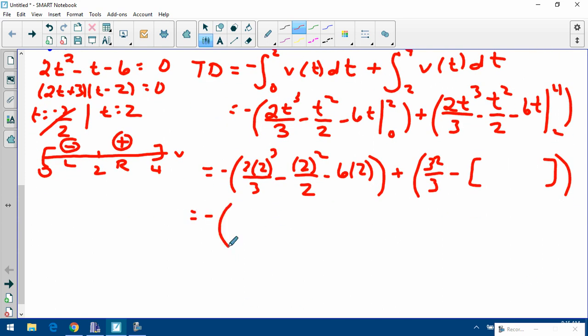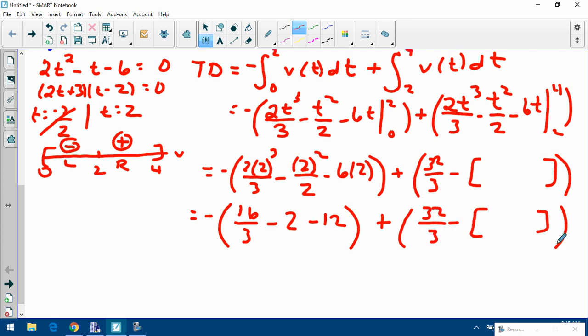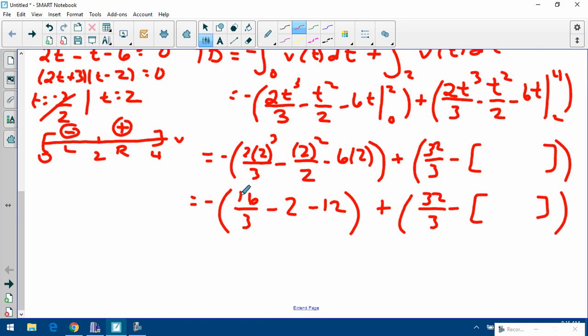Okay, so this is negative of 2 cubed is 8. 8 times 2 is 16, so that's 16 thirds. 2 squared is 4 divided by 2 is 2, minus 12. Fill that in a second. Okay, so this is 16 thirds minus 14, but 14 over 3 would be the same as 42 thirds. So this is negative 16 thirds minus 42 thirds, because that's the same as 14.